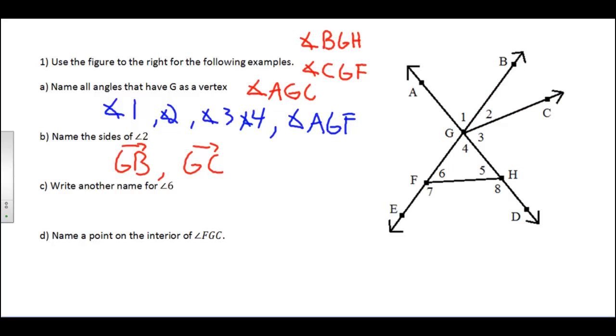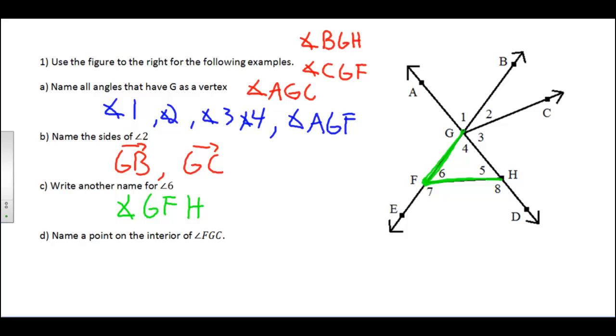Part C. Write another name for angle 6. First thing we should do is find angle 6. Because we've named angle 6 using the number, the only other choice we really have here is the 3-letter method. You can't get away with using just the vertex because angle F here could be referring to both angle 6 or angle 7. I need to call angle 6 angle GFH.